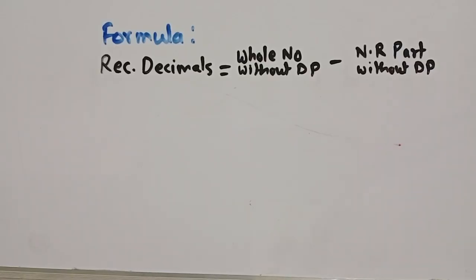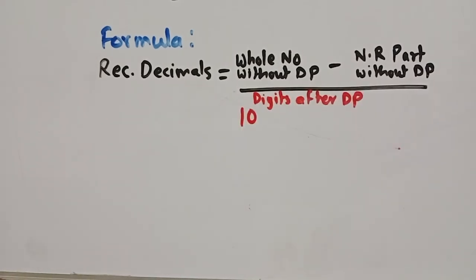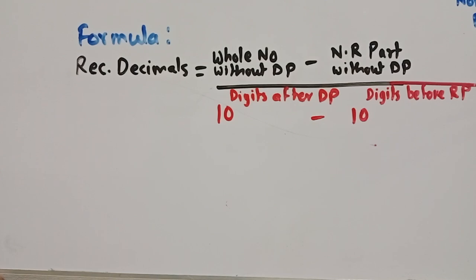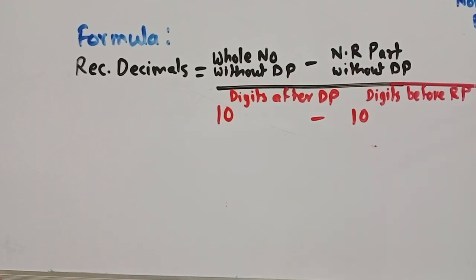Recurring decimal equals whole number without decimal point minus non-recurring part without decimal point, upon 10 to the power number of digits after decimal point minus 10 to the power number of digits before the recurring part after decimal point.